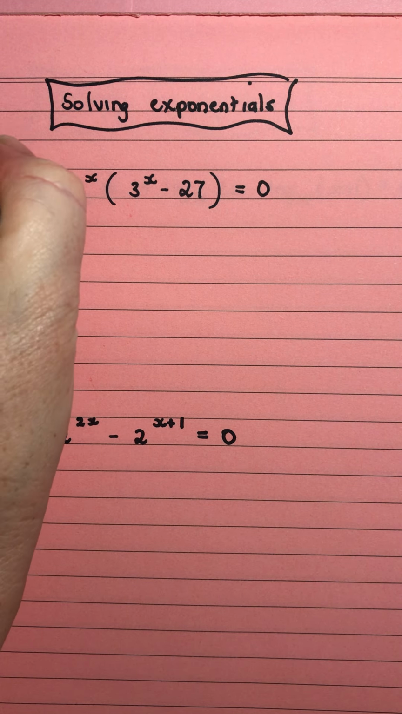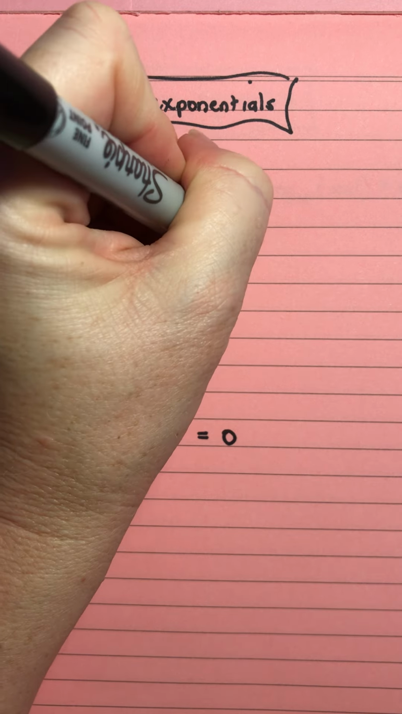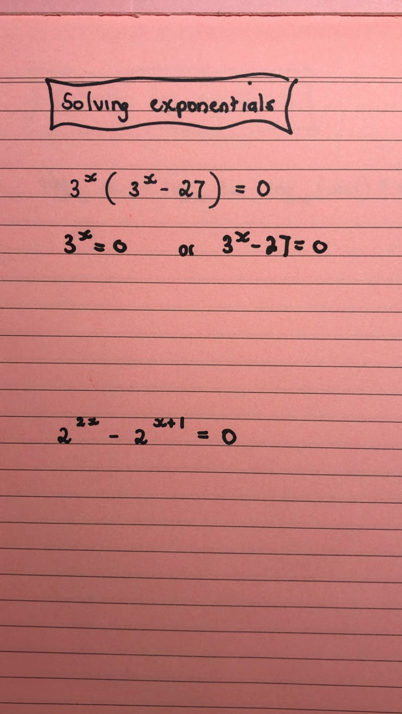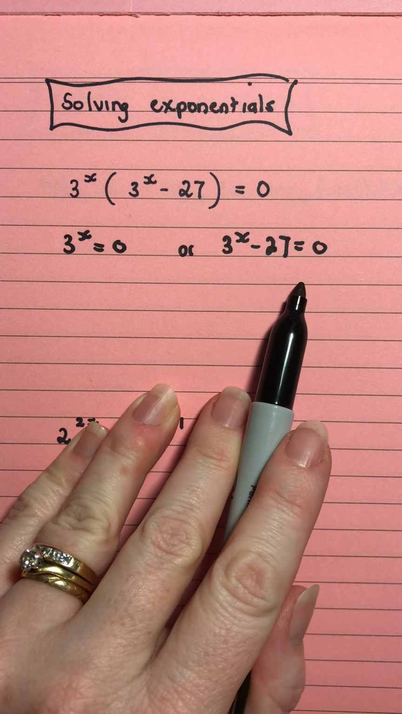So we can say that either 3 to the x is equal to 0 or 3 to the x minus 27 is equal to 0. Now, if we've got 3 to the x equals 0, we can't solve that. So that one is undefined, and we go over here and have a look at that one instead.